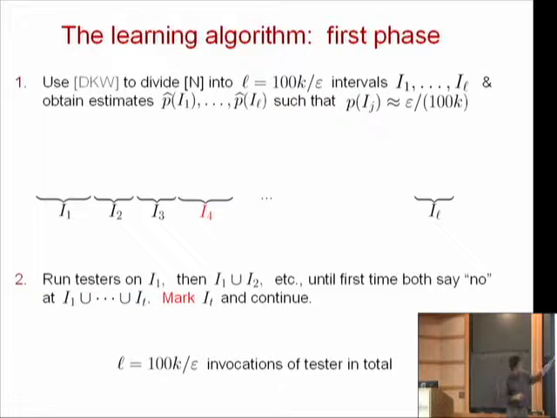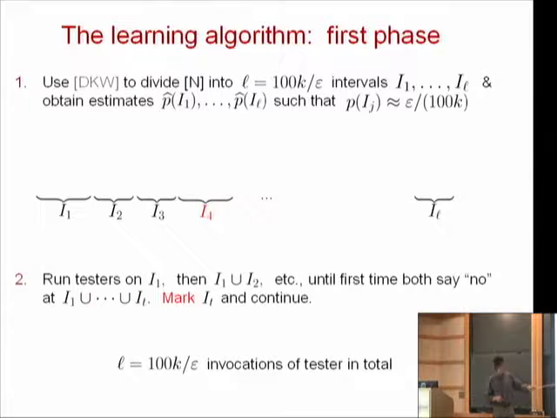The first phase, again, is going to be to use the DKW inequality to divide the whole interval, 1 through n, up into these subintervals, where the subintervals are going to have the property that they're each pretty small. They each have mass about epsilon over 100k. Okay? So that's our first thing that we do. We have these subintervals I1, I2, I3, I4, and so on and so forth.